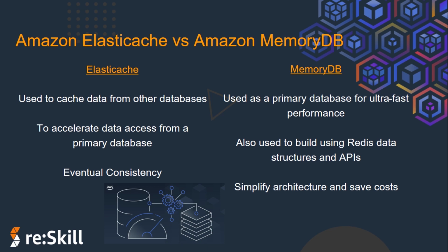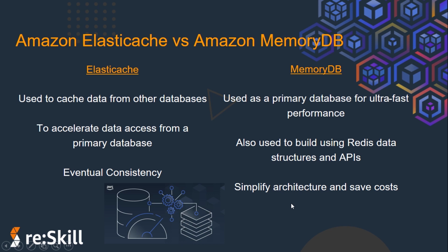MemoryDB is preferred for building applications using Redis data structures and APIs with a primary durable database, okay, but ElastiCache for the other. Also, another important point, MemoryDB can be used to simplify the application architecture and lower the overall cost, because low cost is achieved by replacing the database and the cache with Redis. And as I mentioned, one more important thing, in MemoryDB, read after write consistency is there for the primary nodes and guaranteed eventual consistency for the replica nodes.